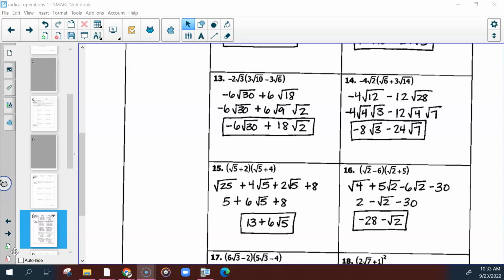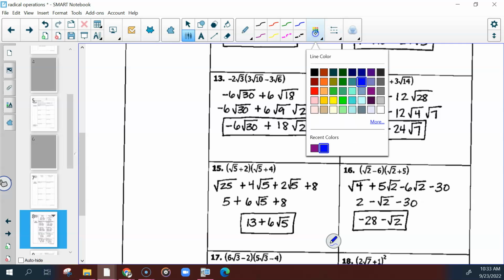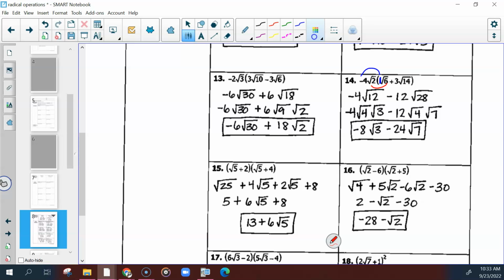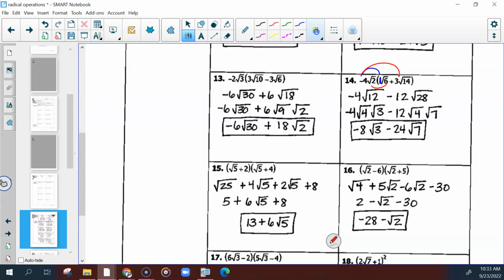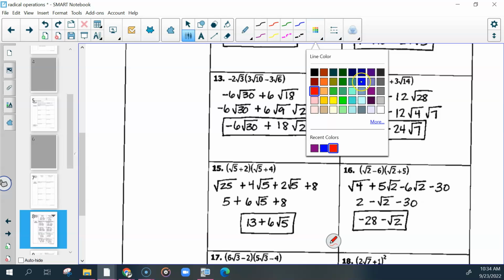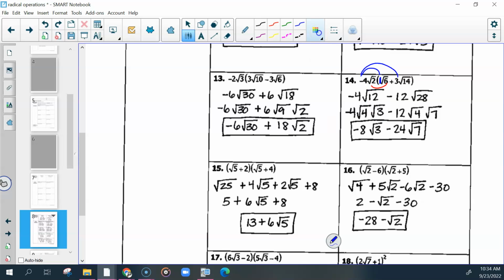When you are multiplying or distributing like this, you have to think about these as inside numbers, outside numbers. So here, this outside number is being multiplied to this outside number to get that negative 4. This inside number is being multiplied to this inside number to get that 12. Then this outside number, this outside number is being multiplied to get negative 12. And then this inside number is being multiplied to get that 28. So outsides together, insides together. If you don't see a number, assume it's 1.